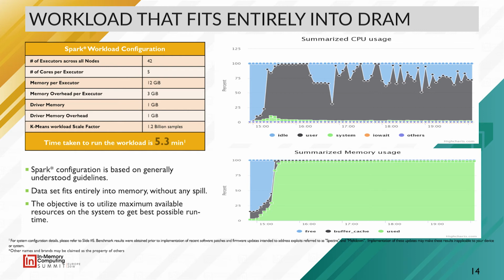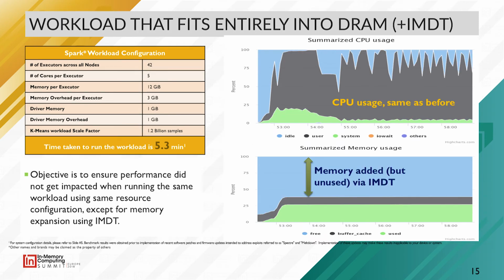As you can see, nothing changed in the CPU utilization between the previous chart and the next chart. The CPU utilization here is for the data set that fits entirely into memory, and it's similar, nothing much changed just because of IMDT. And the time taken to run the workload is again exactly 5.3 minutes, to the dot.